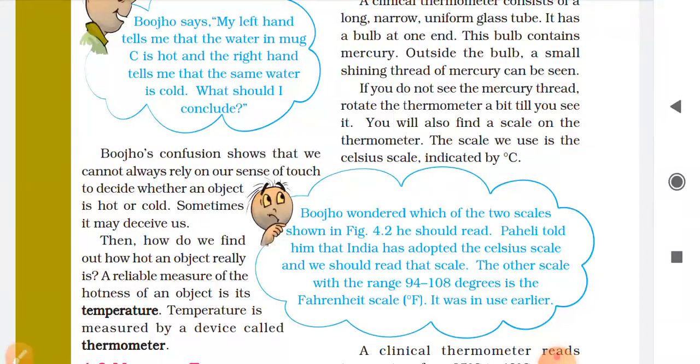So we can understand that our skin is very sensitive, and we know that this is a sense organ. Skin here is called a sense organ. So whenever you feel cold or hot, it is because of the skin's sense organ.